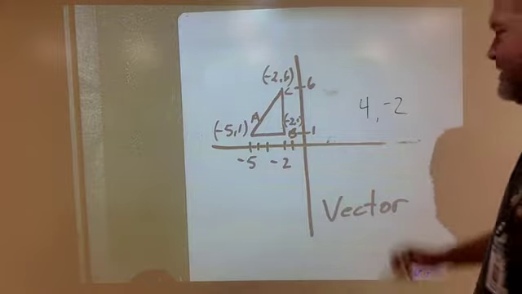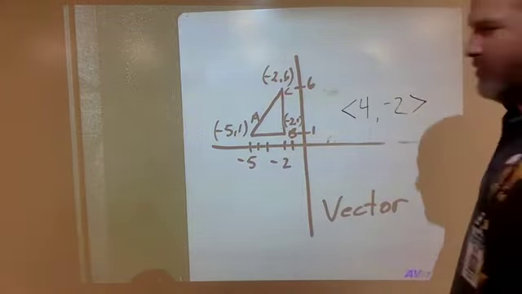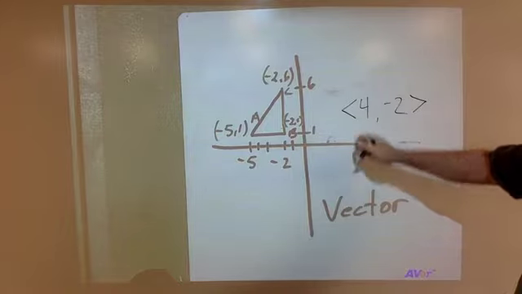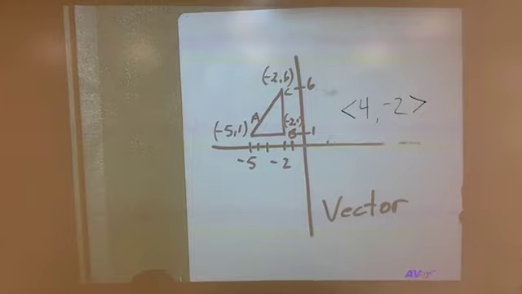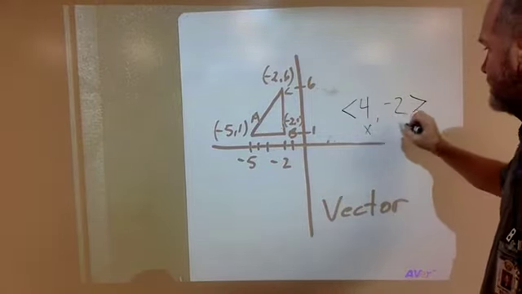4, -2, but instead of making that an ordered pair, it's going to be a fancy parenthesis. It's going to be like a less than and a greater than bracket, but that just designates that it's a vector. So vector starts with a V. These are kind of like sideways V's. Maybe that's a way to remember it. But all that is just like an ordered pair, an X direction and a Y direction.